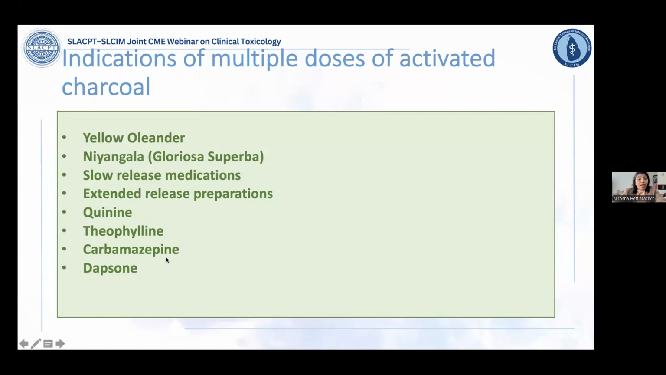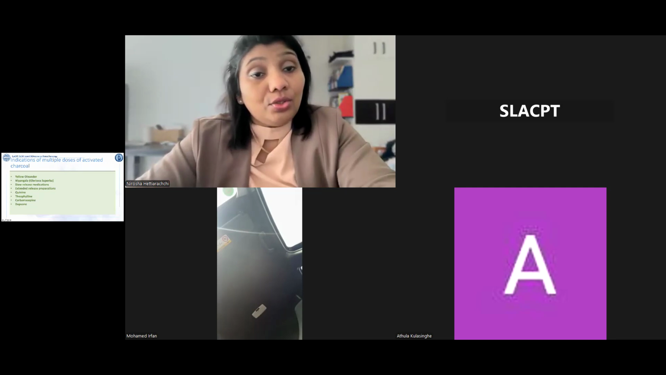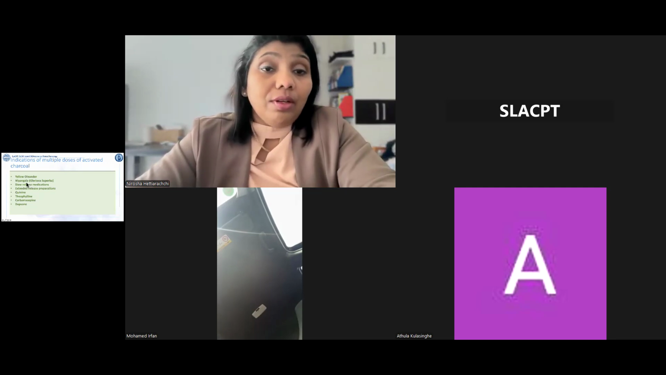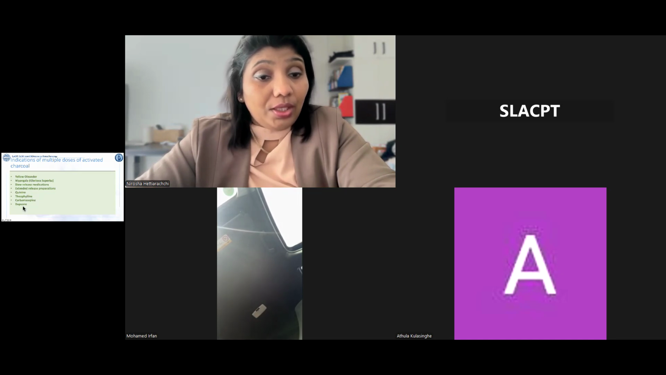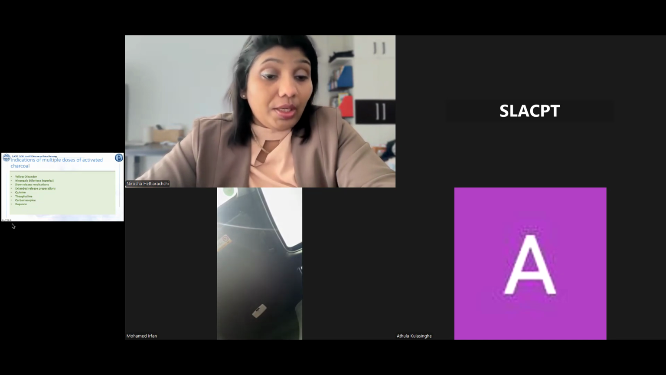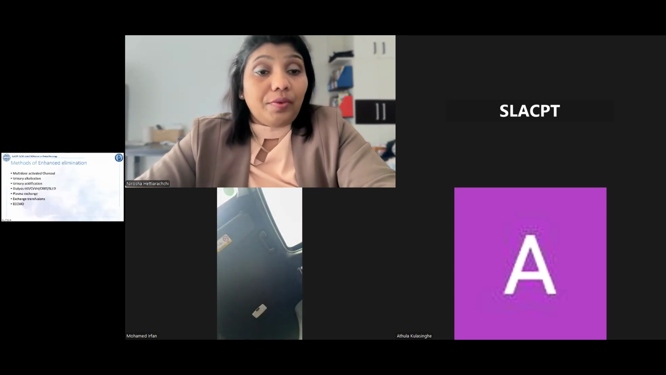So if you have to give multiple doses of activated charcoal, that means there's a chance that the poison can enter the enterohepatic circulation. So in those cases, you will have to give multiple doses of activated charcoal, as well as when the patient has taken extended release or slow release preparations. You might have to give multi-dose activated charcoal in the case of enteric-coated, slow release medication, extended release preparations, quinine, theophylline, carbamazepine, and dapsone. You'll be giving multiple doses of activated charcoal.